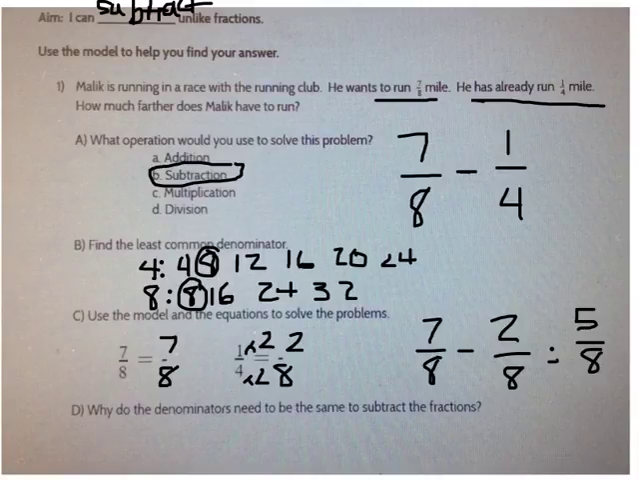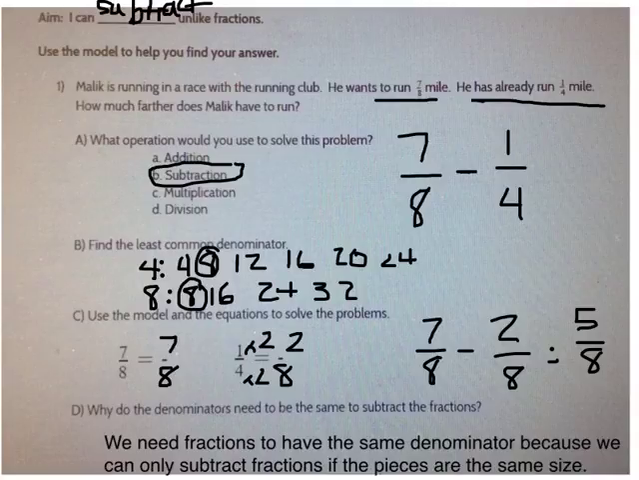Why did we need to have the same denominator to be able to subtract the fractions? Go ahead and type your answer to that question now. Denominators have to be the same to add or subtract fractions because we can only add or subtract if the pieces are the same size. So look at letter E. The answer to this question is 5/8. Malik has 5/8 miles left to run.